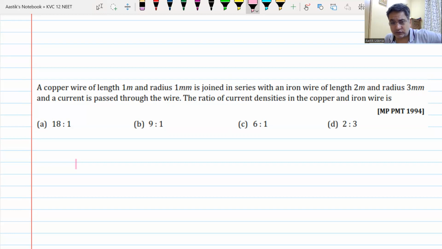So I request you to note down this question, and we will begin your class with this question and take things forward from here. This is a very important topic, current density, and we are going to understand some more terms in this topic in the next class, and I'm expecting at least one question from this particular section in your exam. So we will be covering that in the next class.